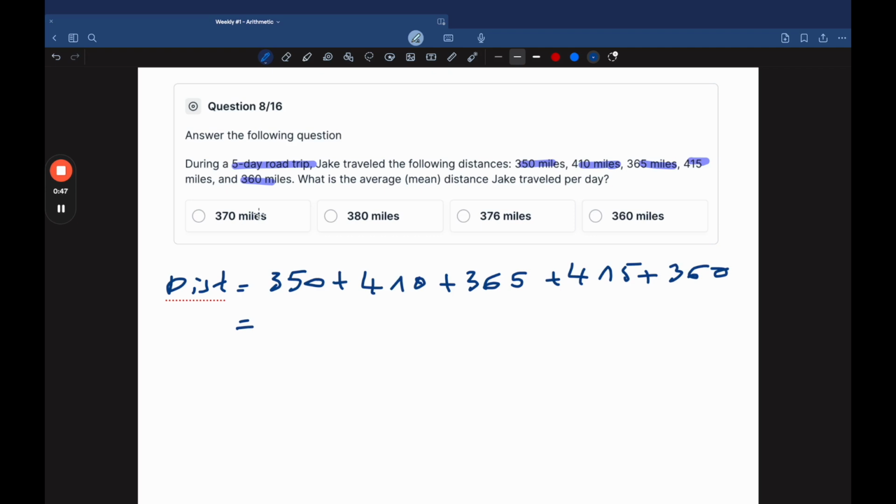Step 3. Calculate the number of days. Jake traveled for a total of 5 days. Step 4. Find the average distance per day. Divide the total distance by the number of days. 1,900 miles divided by 5 days equals 380 miles per day. The average distance Jake traveled per day is 380 miles.